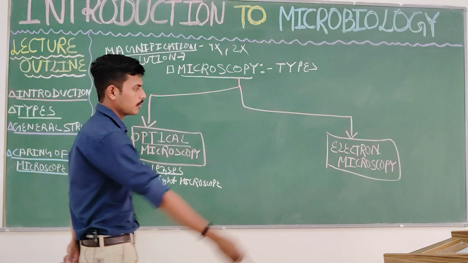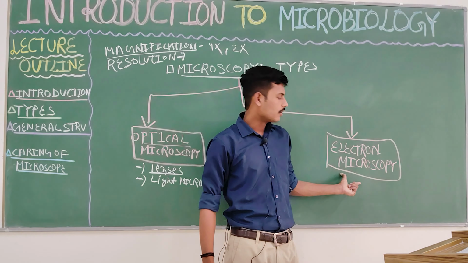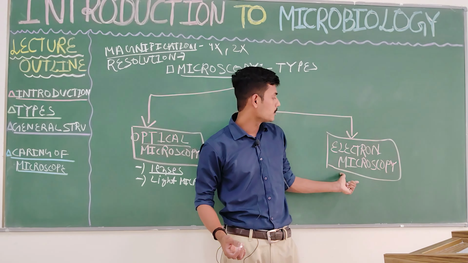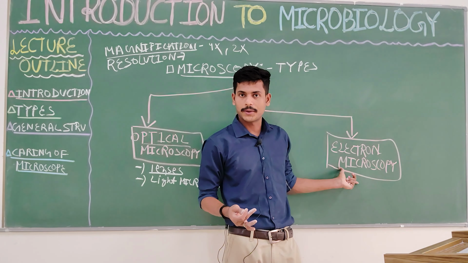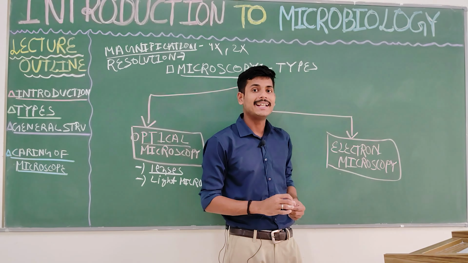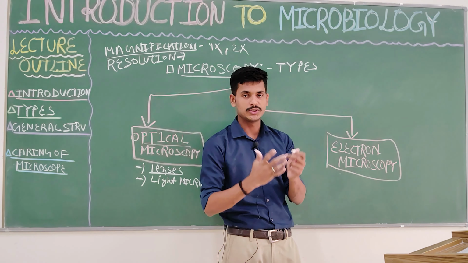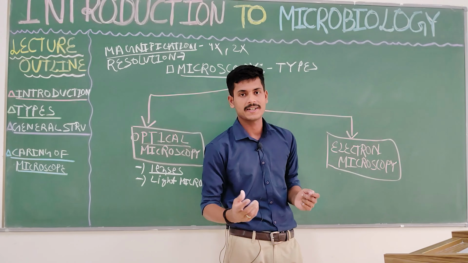No problem. Now come to the electron microscopy. The electron microscope, which is used in electron microscopy, is an advanced type of microscope where electrons are used to generate a three-dimensional view of a specimen.